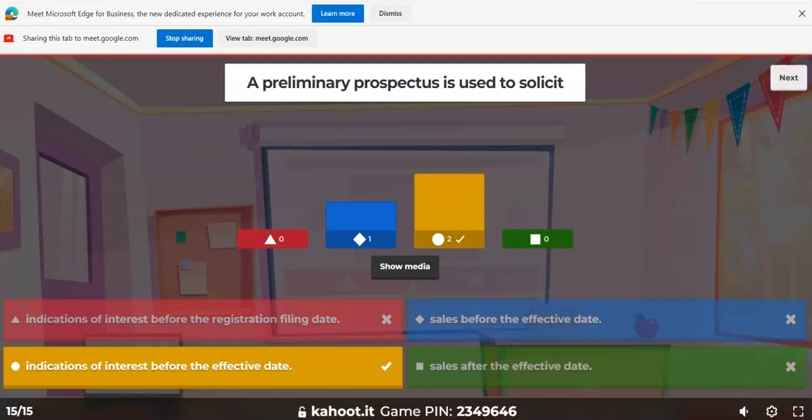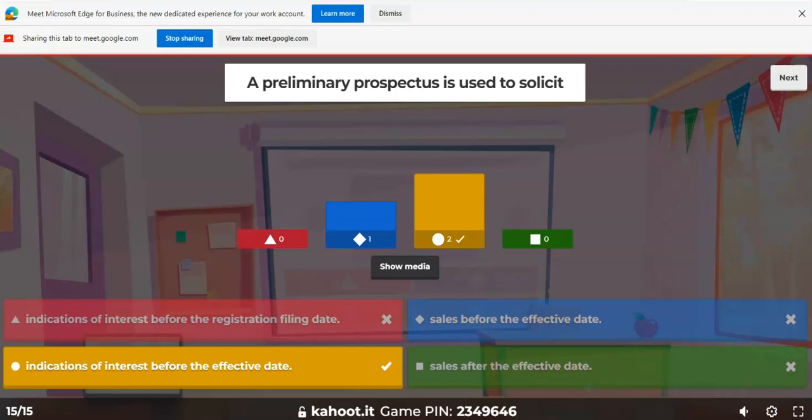Great job. Indications of interest before the effective date. Remember, that's the cooling off period between the filing date and the effective date, and that's what they use to get indications of interest. Now, preliminary means it's going to leave out some information. It leaves out, of course, the effective date because it's not effective with the SEC yet.